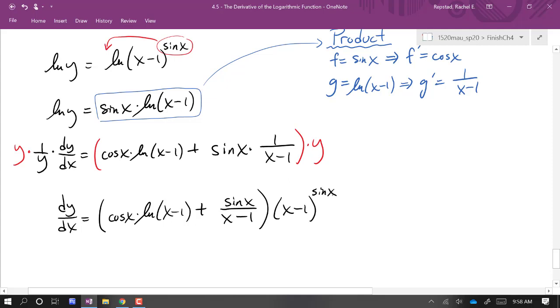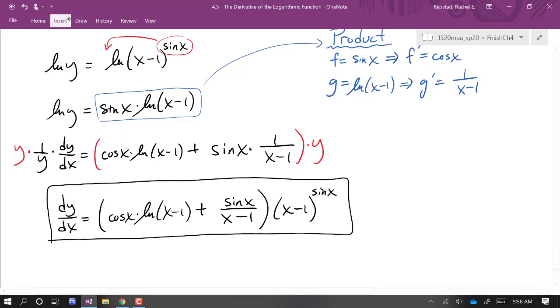And you know, there's not a lot you could do to simplify this. If you wanted, you could distribute that, but I don't think it really makes it much simpler. So I'm going to leave the result in this form. So here's a function that without logarithmic differentiation we would have no way to find the derivative of, but now if we impose logs on it, all of a sudden our techniques will work and we can find dy dx.